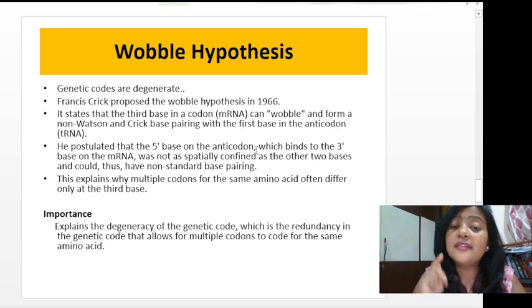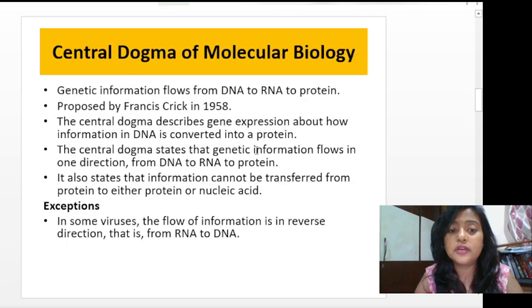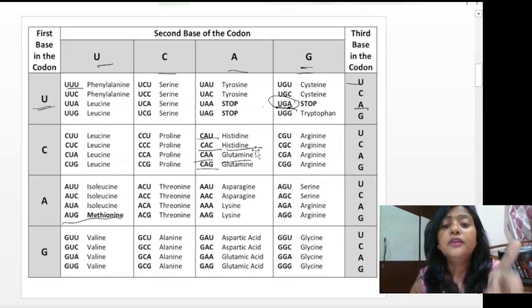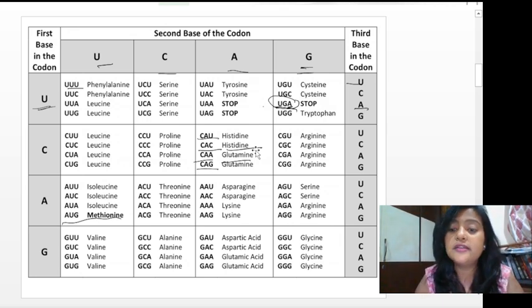This explains why multiple codons for the same amino acid often differ only at the third base. We have seen in the table that the third bases are changing. I'll show you again here. We have seen in glutamine CAA, CAG. CA is the same in both cases, right?